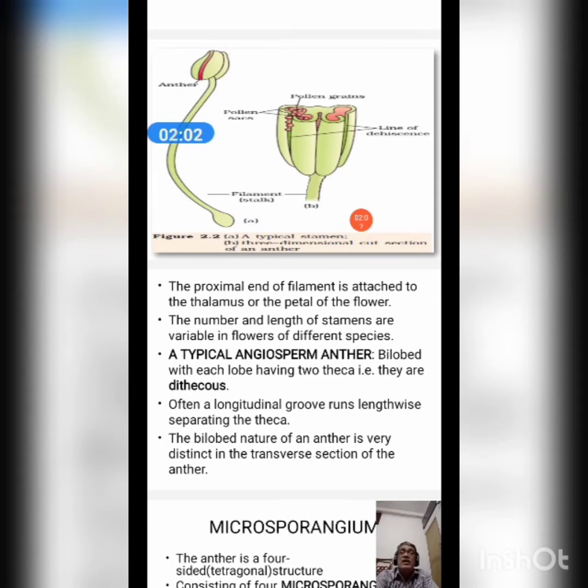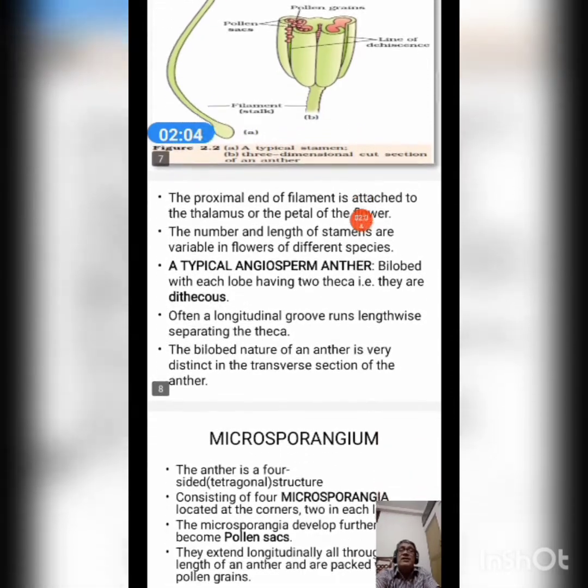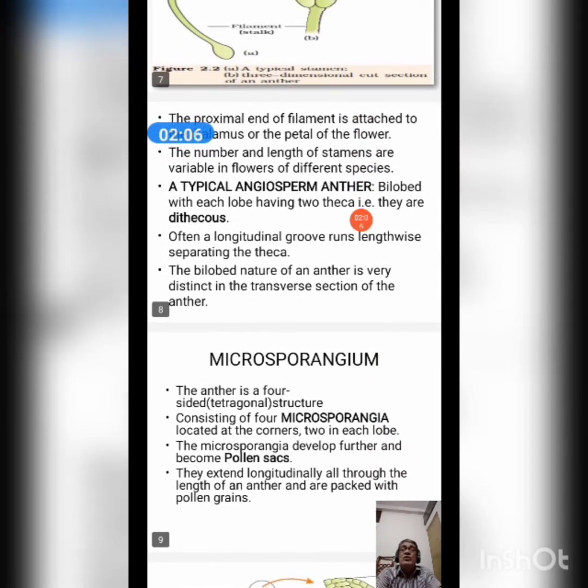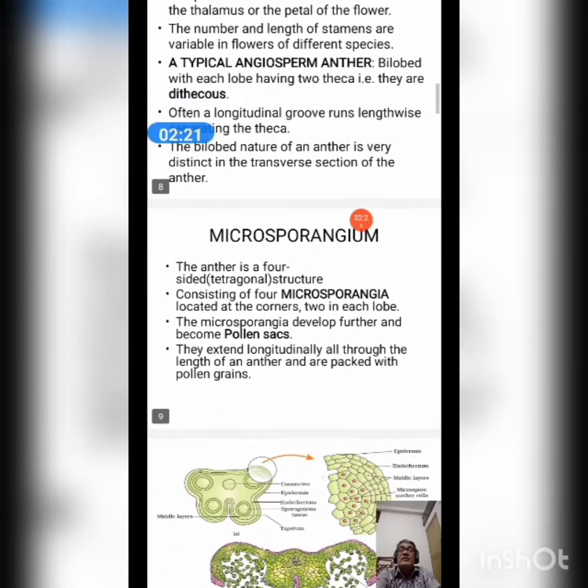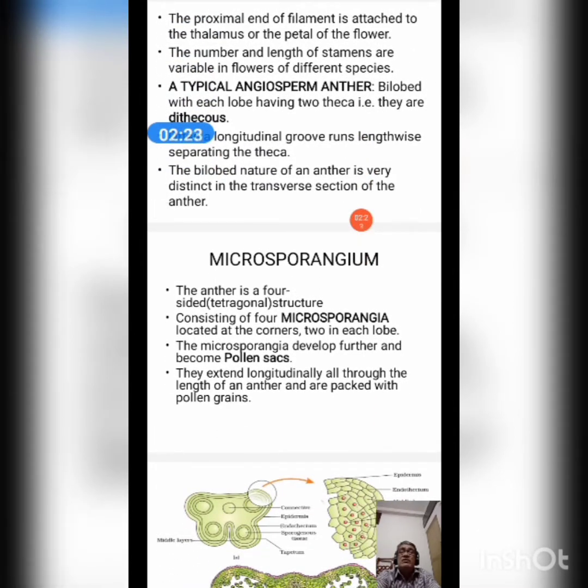A typical angiosperm anther is bilobed, with each lobe having two theca, that is, they are dithecous. Often a longitudinal groove runs lengthwise separating the theca. The bilobed structure of the anther is very distinct in the transverse section of the anther. And there will be the microsporangium.